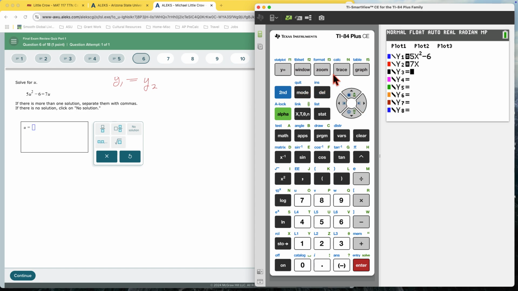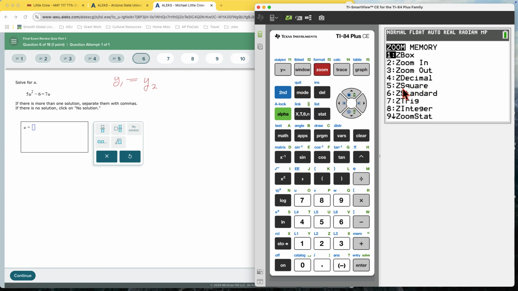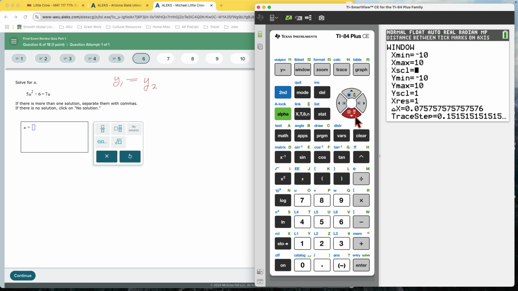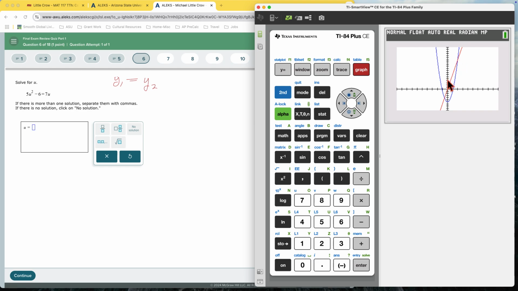To see the graph, I like to go to Zoom 6, which is our standard view to start. We don't quite see enough. I see an intersection down here, and I'm off the screen with the other one, so I just need my y value to go up some more. I come back to Window, and I'm going to make my y maximum, that's the top of the screen, 20. That should be enough to get us there. Enter, graph it, and now I see the intersection.